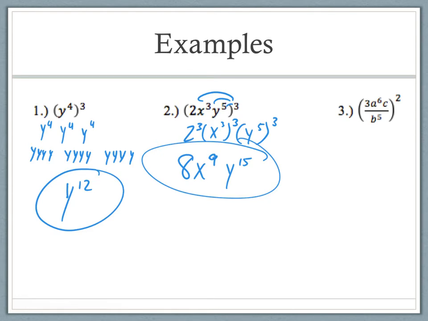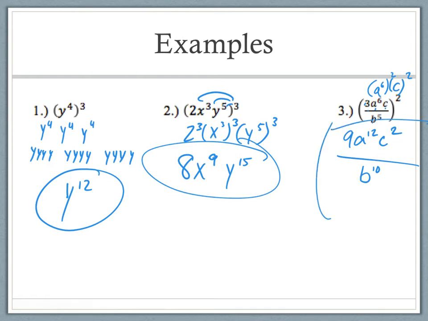Okay. All right, on this next one, 3 squared, which is 9. Then we have a to the 6th squared, which would be a to the 12th. Then we have c squared, which would just be c squared. And then on the bottom, it would be b to the 5th squared, which would be b to the 10th. So since all of it is being squared, I have to square all 4 of those: the number, the a, the c, and the b. Okay, and there's our answer.